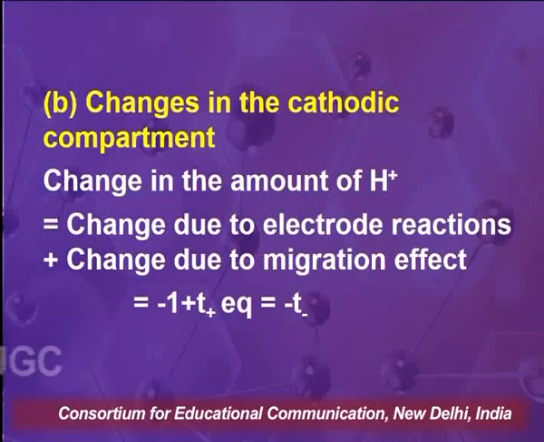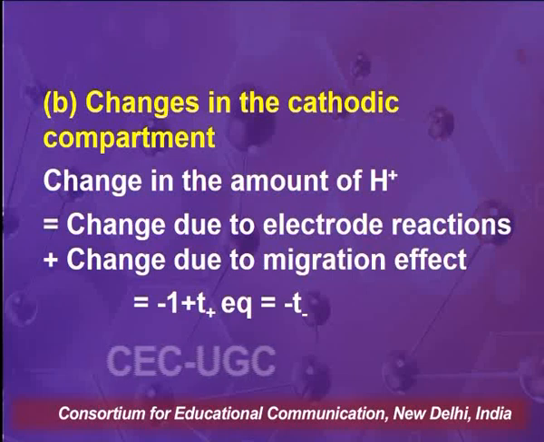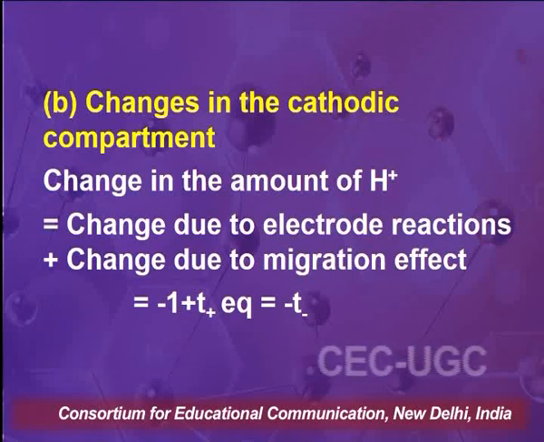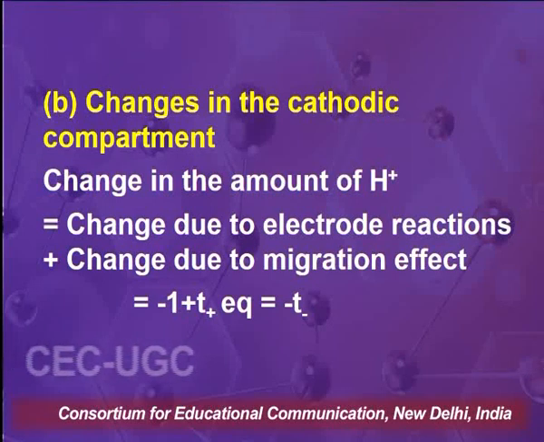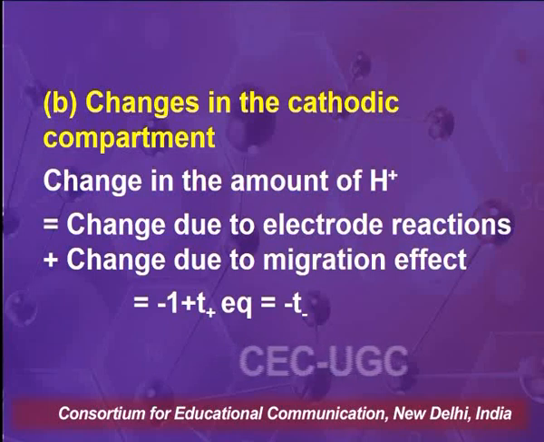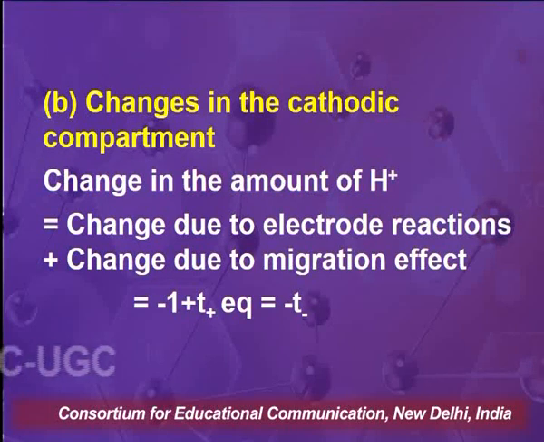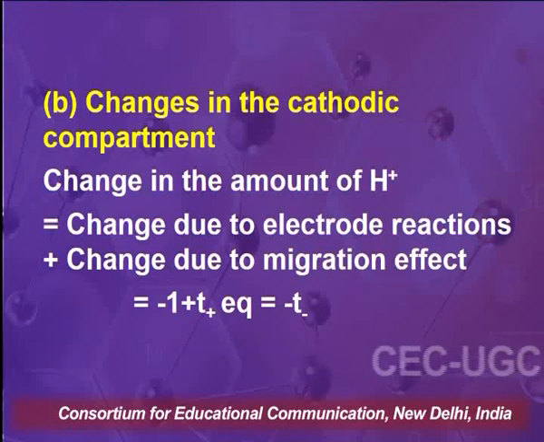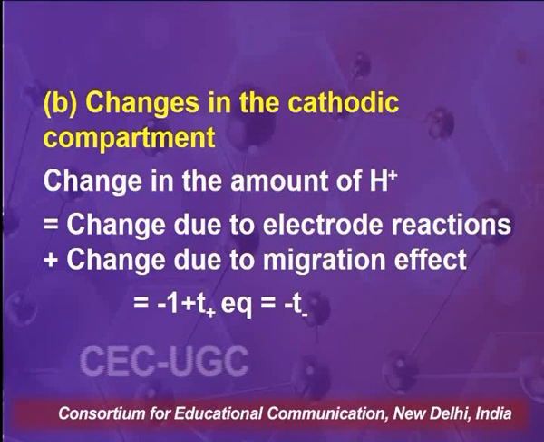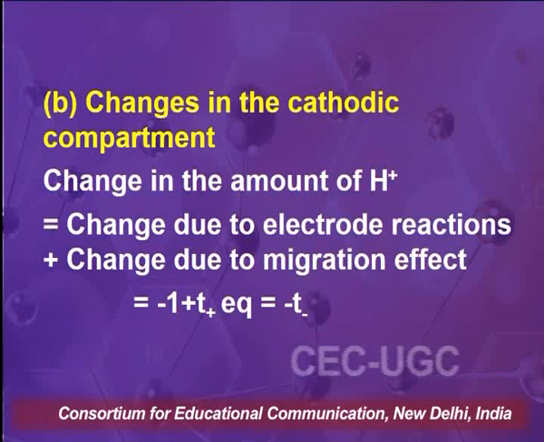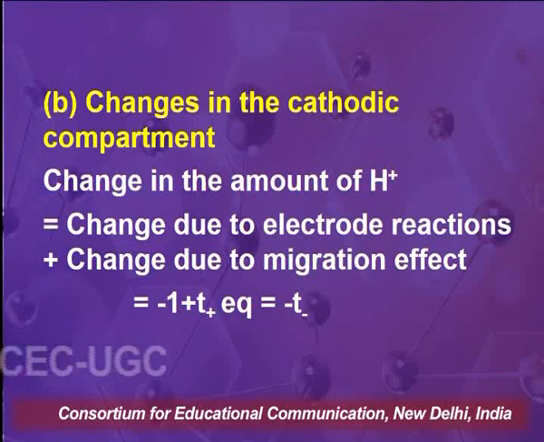Changes in the cathodic compartment. Change in the amount of H plus is equal to change due to the electrode reactions plus change due to the migration effect. Due to the electrode reaction, 1 equivalent of H plus ions are being removed from the cathodic compartment. So, we have minus 1, and T plus equivalents of the cations are moving inside the cathodic compartment. So, we get minus 1 plus T plus equivalents, which is equal to minus T minus equivalents, when we use 1 minus T plus equal to T minus.